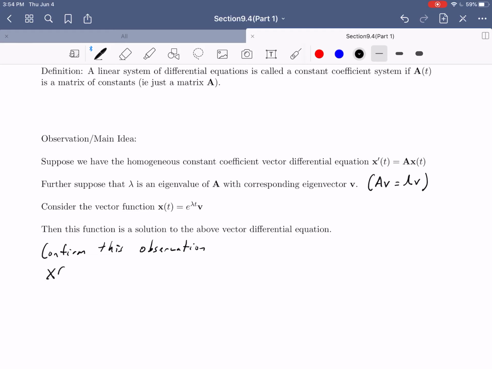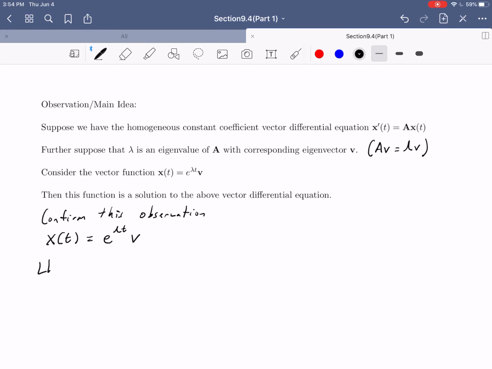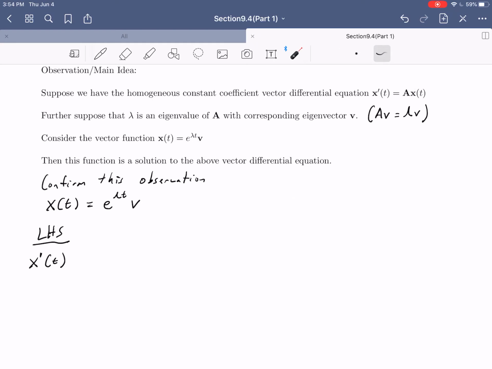So we're saying that x of t is going to be e to the lambda t times v. So let's look at our left-hand side. Our left-hand side is going to be x prime of t. What can we say about that? Well, if we're differentiating this x of t here, obviously this is the part that we'd be differentiating because we're differentiating with respect to t. v is just a vector there. So that would become lambda e to the lambda t v. That's what our left-hand side looks like.